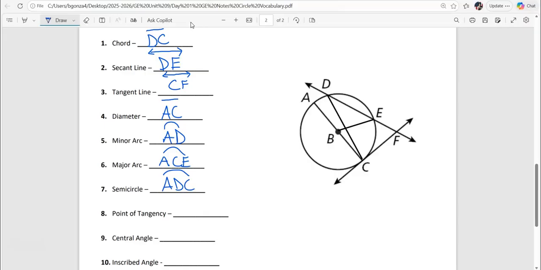Point of tangency. Now, think of which line touches it one time. And what is that point it touches? No, there's not a line going on the edge here. B's in the middle. No, it's on the edge, and a line touches it one time. E, no, it's on the edge. It goes through it. So, again, tangent is outside, but it touches one time on the circle, which is C. Point C is the point of tangency.